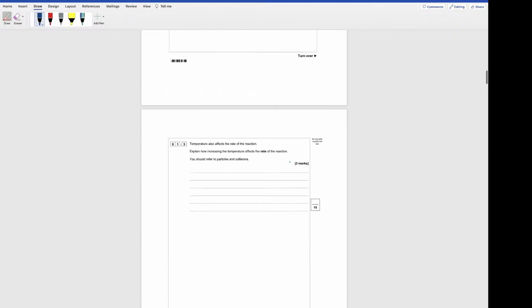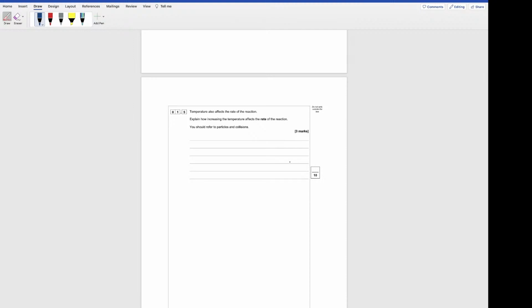Next question. Temperature also affects rate of reaction. It does. Explain how increasing the temperature affects the rate of reaction. You should refer to particles and collisions. Now, we have to talk about particles and collisions. It's told us that. And I've been doing a lot of this in my lessons at the moment because this is something students really struggle with. Collision theory, talking about why or what happens when particles collide.